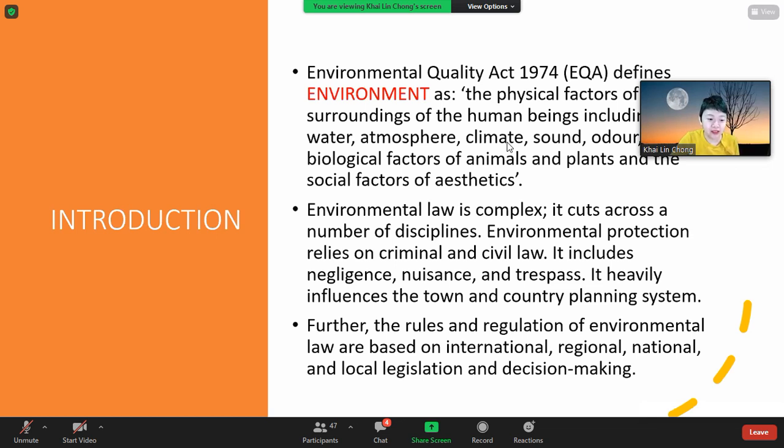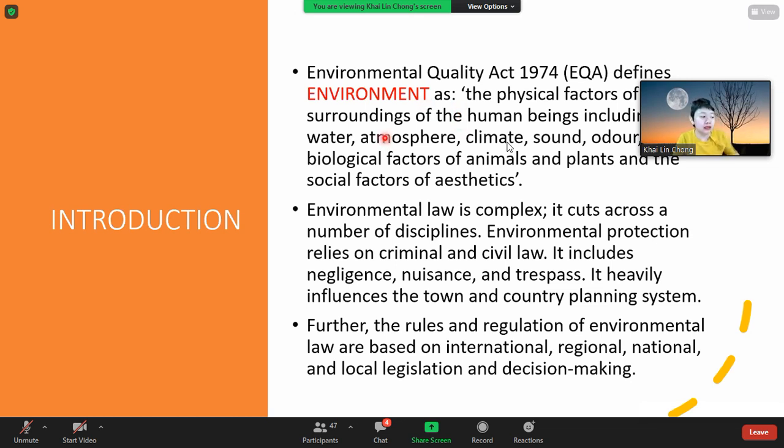Alright. So first, we have to look into akta yang kita ada, adalah Environmental Quality Act 1974. EQA 1974. Okay, Akta Kualiti Alam or Environmental Quality Act. So usually we will call it as EQA 1974. Okay, define. So first kali we will look into the definitions.